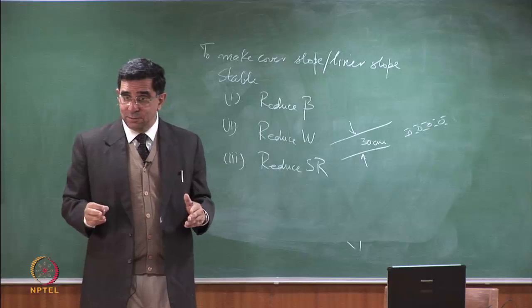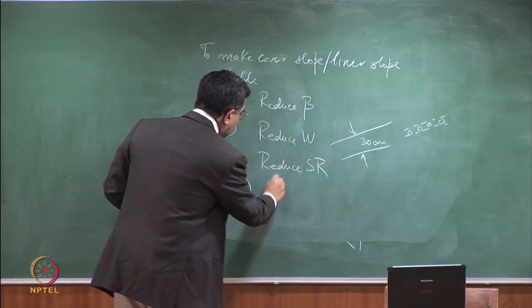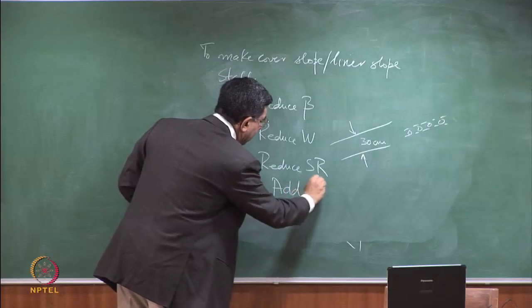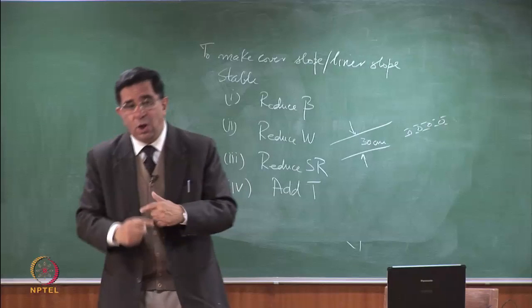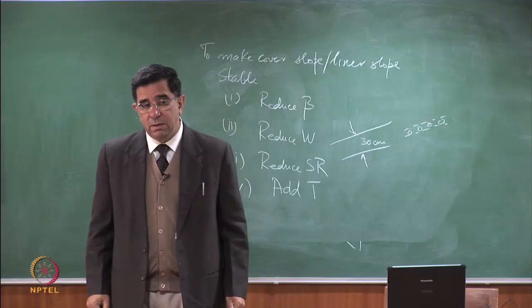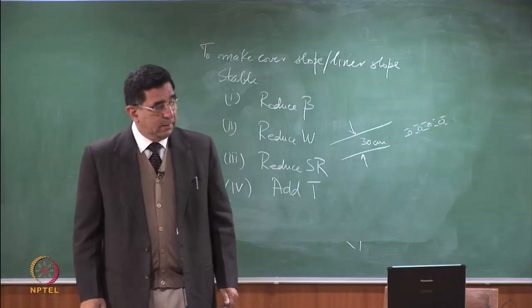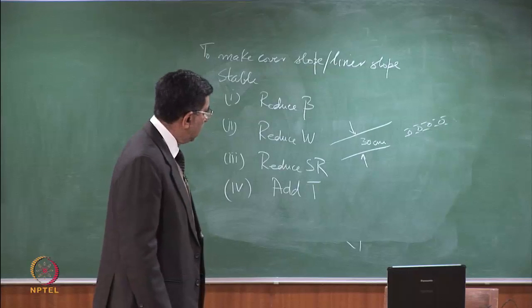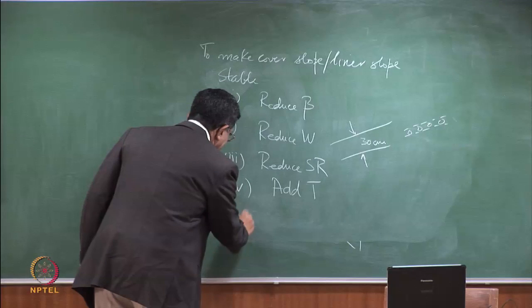What else can you do? Add T. That means add a reinforcing element. So all this can help you improve the factor of safety. And of course, without any doubt, try and increase delta.